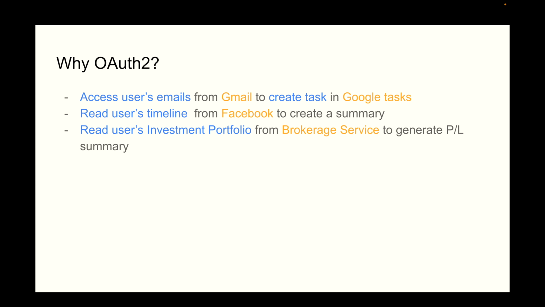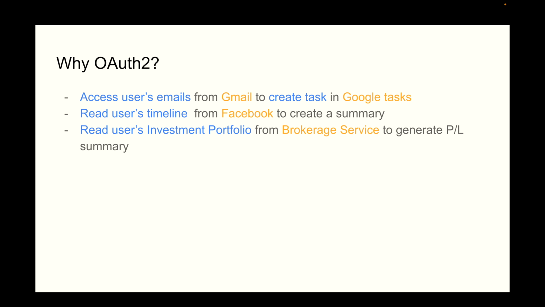Similarly, in the second use case, the resource owner is the user, and the client is our app. The access which we need from Facebook is reading the user's timeline. The resource server is Facebook because our data is stored in Facebook, and the authorization server is also Facebook because the user will log in using Facebook. So in some cases, the authorization server and resource server can be the same.